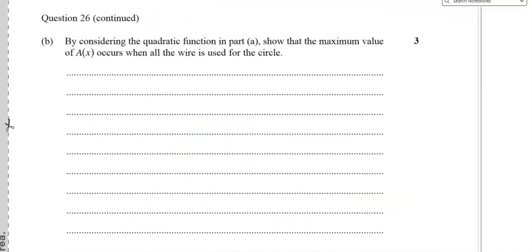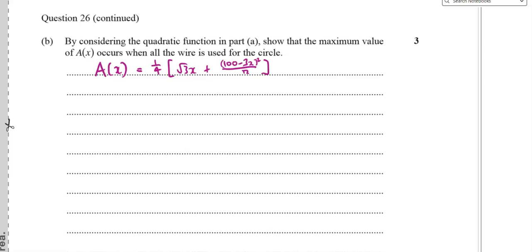26b. By considering the quadratic function in part a, show that the maximum value of A(x) occurs when all the wire is used for the circle. In other words, there will be none for the triangle. Okay, so let's restate the area function which they gave us. A(x) is a quarter outside of root 3 x plus (100 minus 3x) all squared on pi.